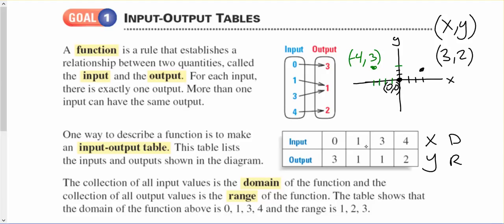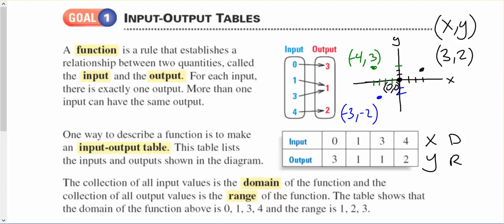Let's say our point was negative 3, negative 2. So that would be moving to the left 3 on the x-axis, 1, 2, 3, and then down 2 on the y-axis. So that would be the point negative 3, negative 2. Left 3 and down 2.